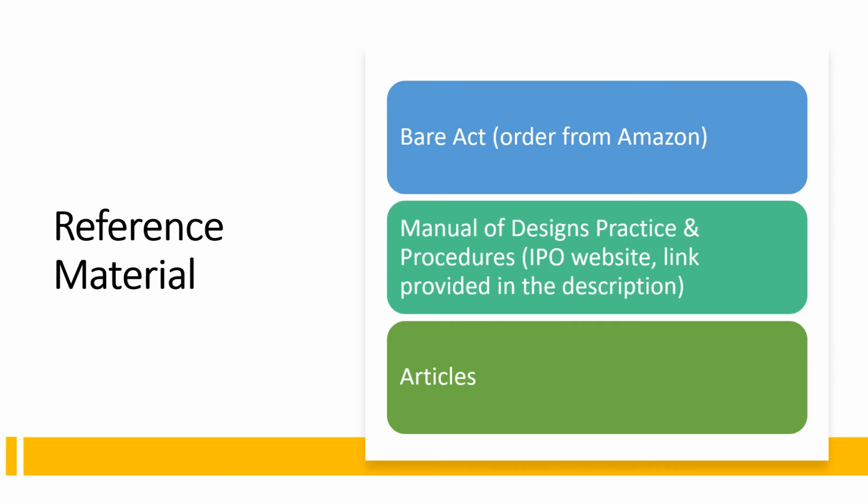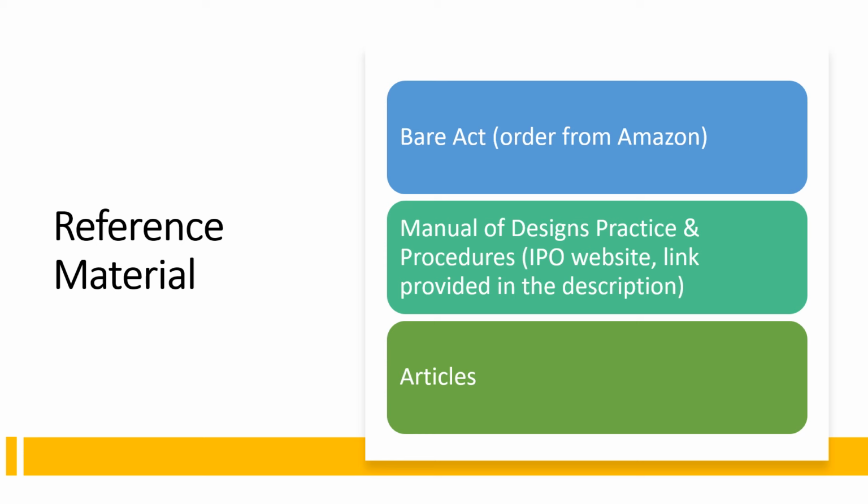So the reference material that you would need is, one, the Bare Act, that is the Act copy, the code of the Designs Act. You can download this from the Intellectual Property Office's website, or you can also order from Amazon. In Amazon, you'll find different publishers. There is Universal, there is Commercials. You can order from any one of them. Just make sure that you are ordering the Act copy which is the latest one, which has the latest amendments included.